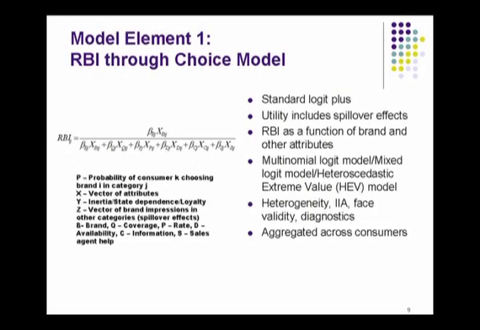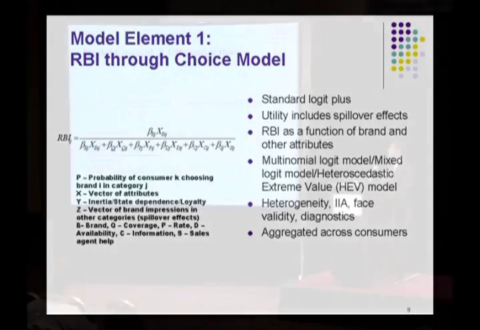And we can show that the relative brand importance can be boiled down to this equation that you see as a function of brand and other attributes. And the other attributes are the ones primarily in the denominator. And the way we went about estimating that is through a number of models, primarily based on logit model. We estimated the mixed logit, heteroscedastic extreme value, all of these by controlling for heterogeneity, IIA assumption, looking for face validity, looking for diagnostic information, and finally aggregated this across customers to get the relative brand importance.